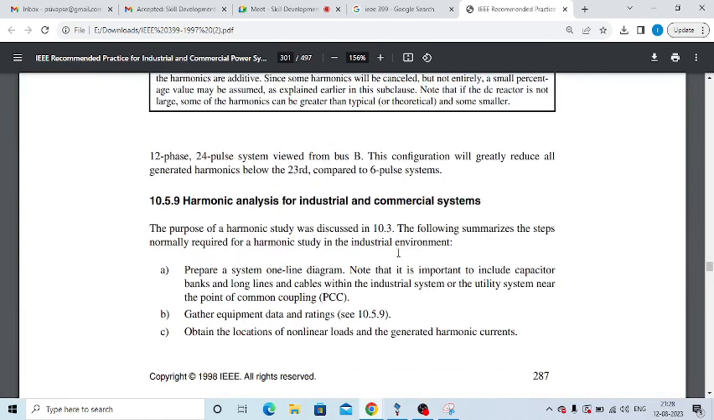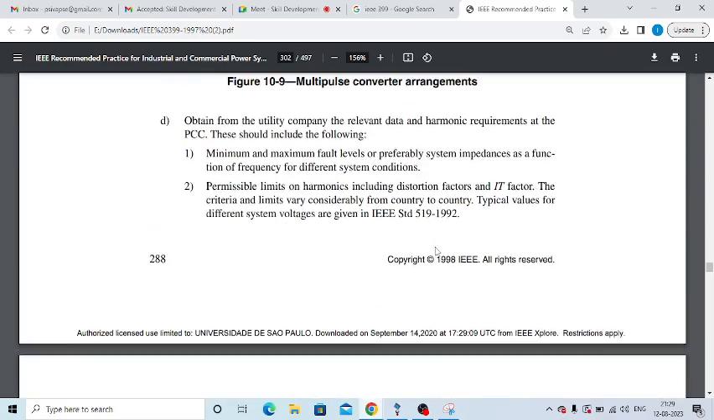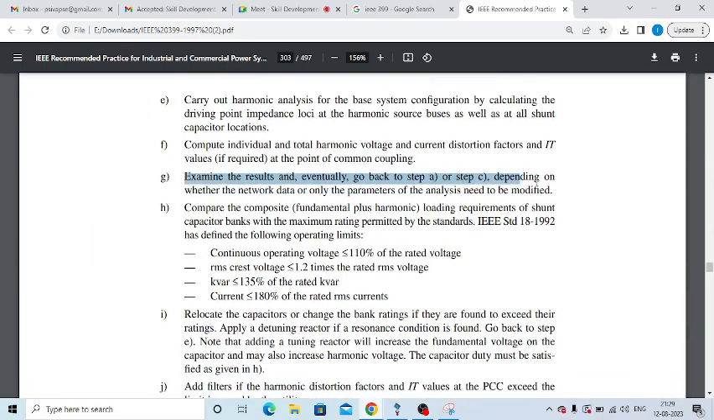Suppose the fifth order harmonic is exceeding, then we have to mitigate that particular fifth order harmonic by introducing a harmonic filter. So we have to filter out the harmonic magnitude. Then after that, again we have to run the calculation, come to this particular step, and check whether the present harmonic magnitude is within the limit or not. If it is within the limit, then it is fine. If it is not fine, then again we have to go to the same step.